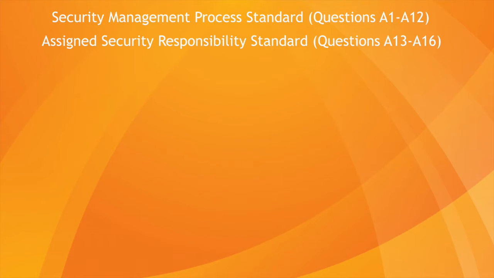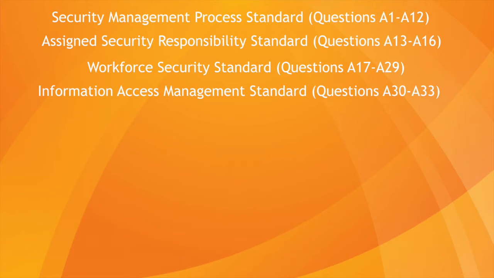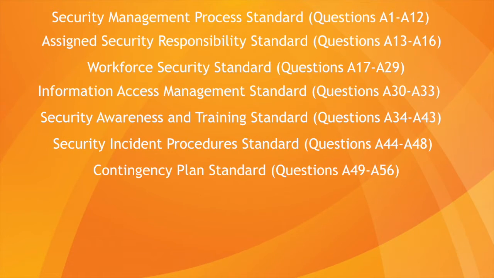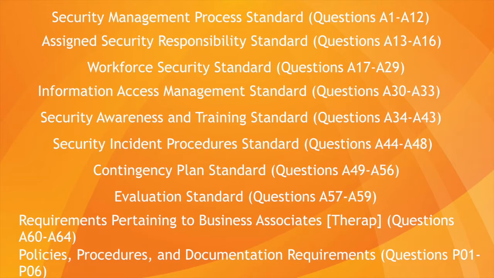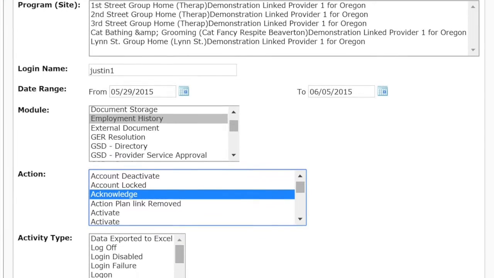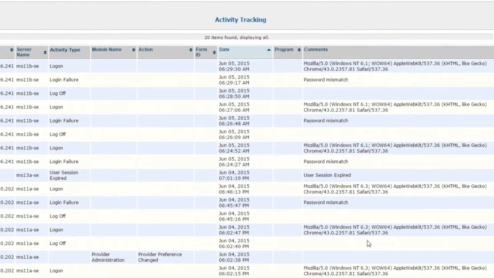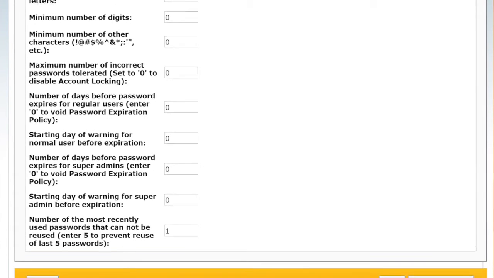Security Management Process Standard, Assigned Security Responsibility Standard, Workforce Security Standard, Information Access Management Standard, Security Awareness and Training Standard, Security Incident Procedure Standard, Contingency Plan Standard, Evaluation Standard, requirements pertaining to business associates, and policies, procedures, and documentation requirements. So the first of these standards asks whether or not your organization practices a regular review of information security standards. Therap enables authorized agency users to view and track activities using the activity tracking module available in the system. Authorized users can generate reports on access and privileges to the system, and a password management system is available to let agencies practice their own password management policy.